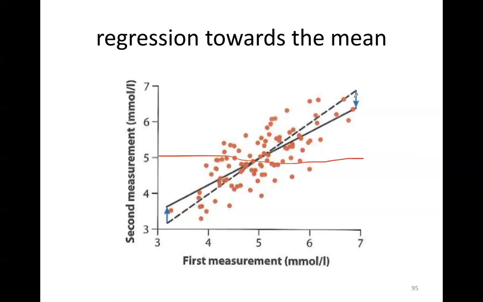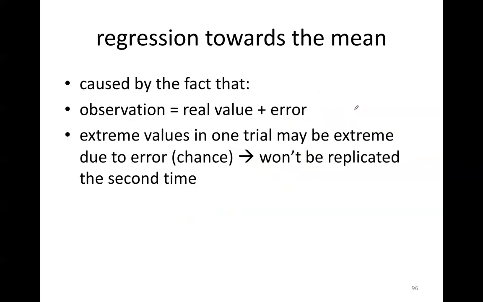Okay, and that's again because the most extreme values are extreme both because of some repeatable, reproducible nature of theirs, but also because of luck. And in the second measurement, that luck is usually not repeated. You can be lucky once, but not twice. So that's what is being described here.